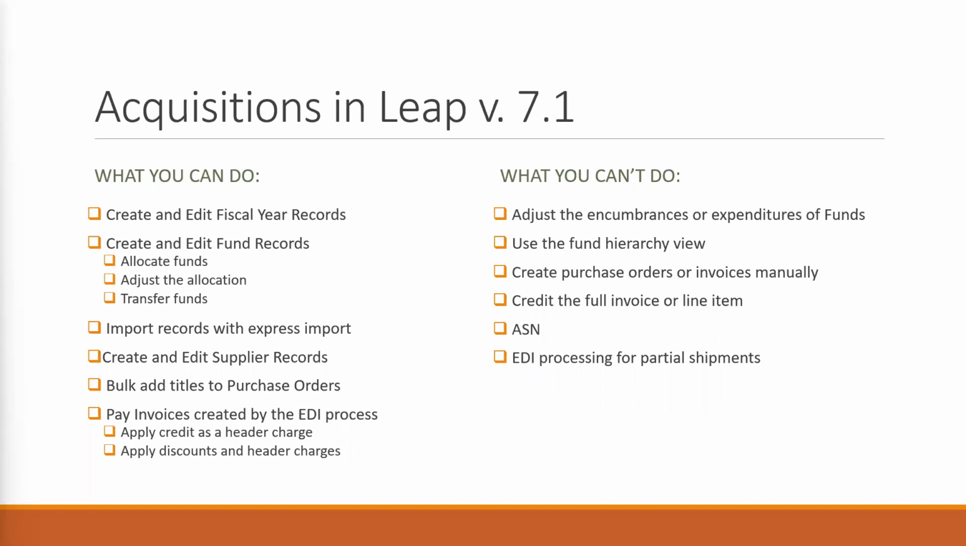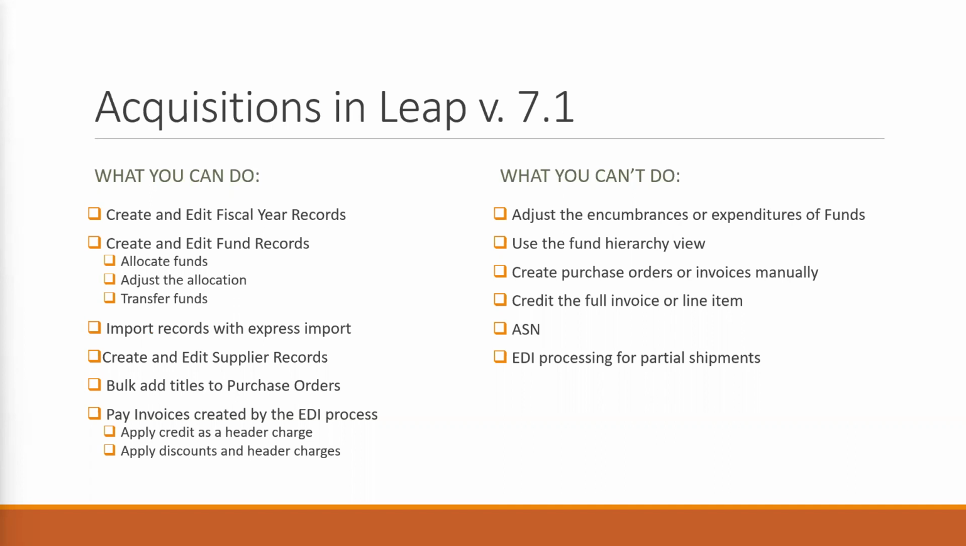So at this time, purchase orders and invoices cannot be created manually, so only EDI functions are available. On-order records can be imported to LEAP using Express Import, but the import profiles cannot be significantly edited yet. You can edit the display and pack settings and the record set settings. Purchase orders can only be created automatically from record sets using the function to bulk add titles to purchase orders.